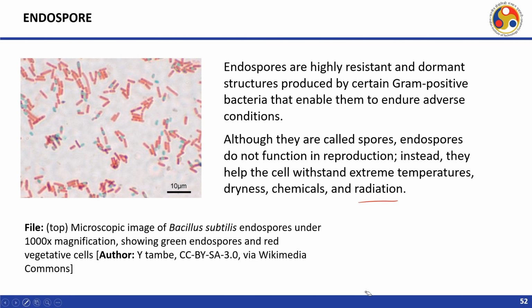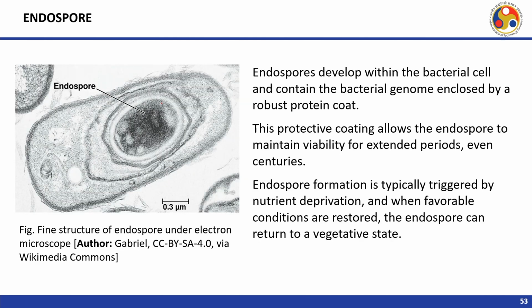So, in this microscopic image of Bacillus subtilis, we can see endospores under 1000x magnification. You can see here an endospore, and there are certain structures which are surrounding it. We will try to understand how these endospores are produced. So, this is an image under an electron microscope.